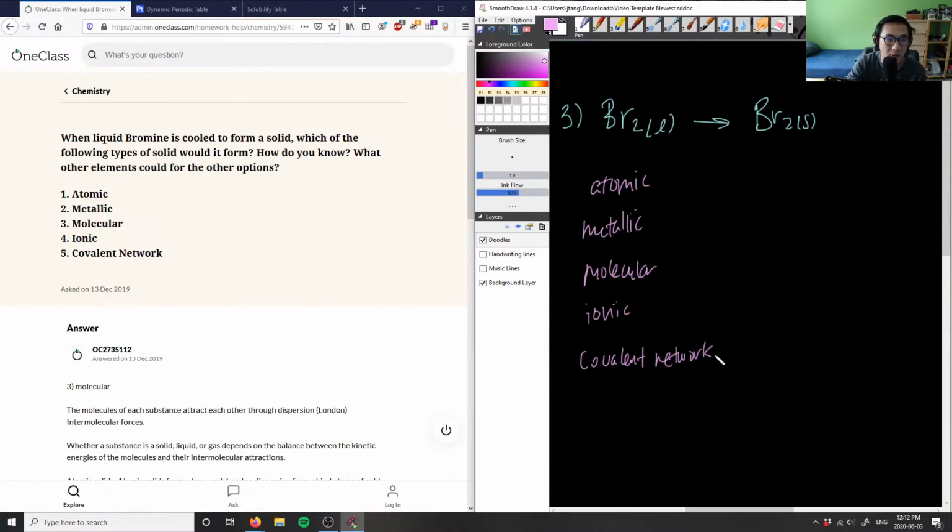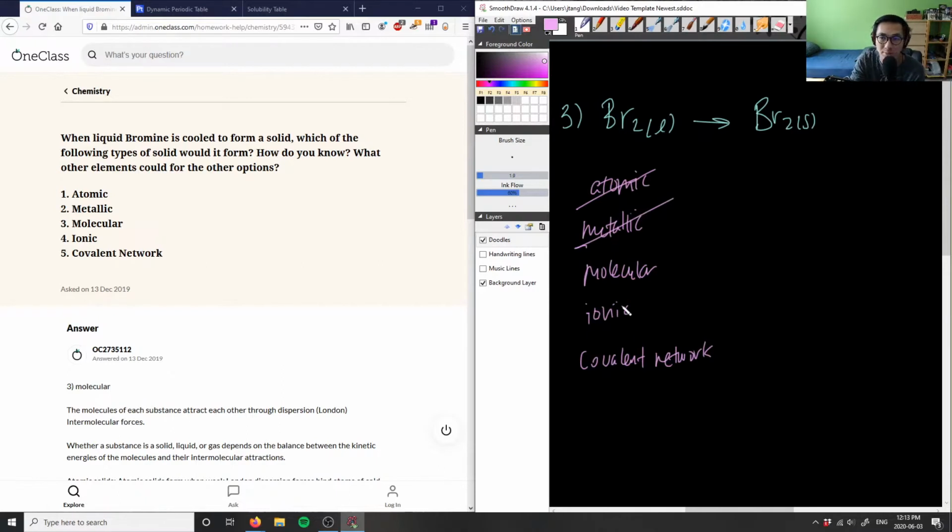So atomic solids don't really exist. I don't know what an atomic solid is in the first place, so this is just not an answer. In general, I don't think atomic refers to anything. There's no bonding being involved here, so that's not correct. Metallic, bromine doesn't have any metallic properties, so we can assume that this is also not correct. Molecular is possible, so we'll leave that for now.